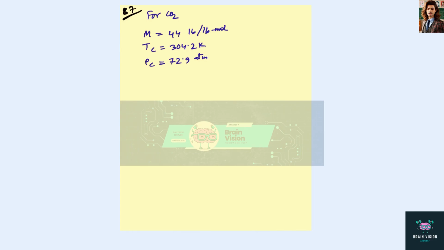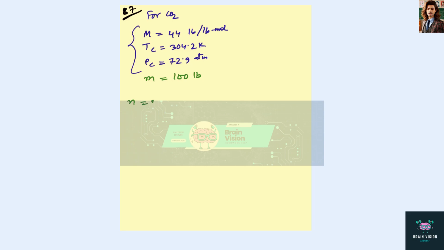In this problem we need to calculate the temperature. We know that for carbon dioxide the molar mass, critical temperature and critical pressure are 44, 304, and 72.9 respectively. Now we need to calculate the number of moles. Let's do that. It is given that the mass of carbon dioxide is 100 pound.